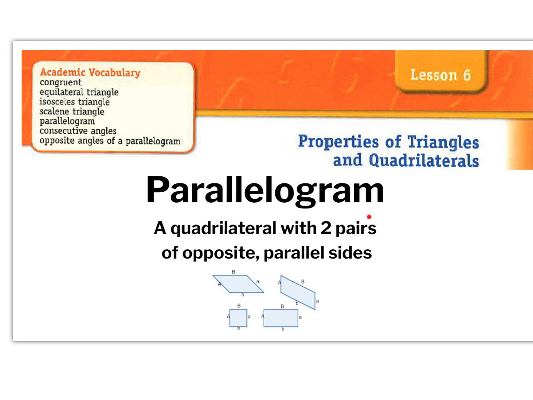A parallelogram. This is a quadrilateral. Quad has 4 sides with 2 pairs of opposite parallel sides. So if we look at these examples, A and A, these are parallel to each other. B and B, parallel. Okay, so they're opposite of each other and they are parallel. If you kept going with these sides, they would never ever touch.